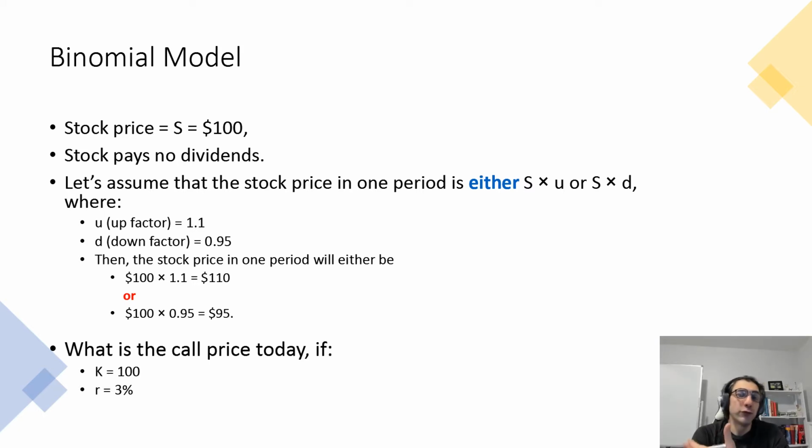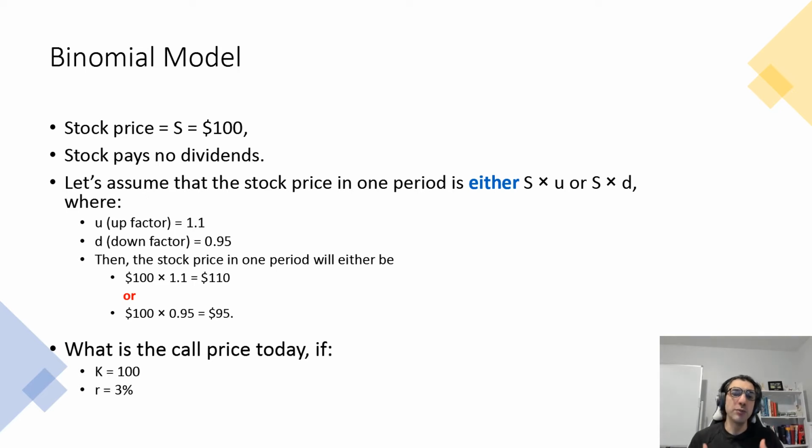And for sure, we call this binomial because we just assume two possible scenarios or two possible situations that might happen. For example, let's assume the stock price currently is $100, and we are assuming also the stock doesn't pay any dividend. Now, in one period, this one period might be 6 months or 1 year, the stock price either goes up or down. So if it goes up, we'll say the stock will become S times U. If it goes down, we say that the stock price will become S times D.